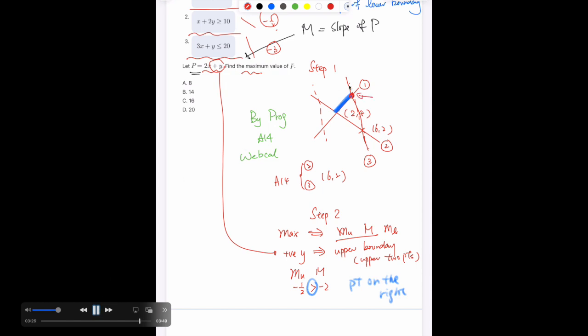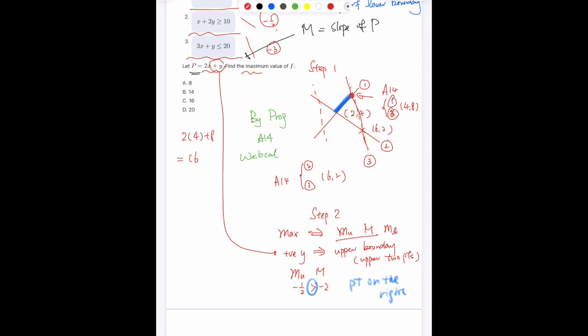So the point here, how do we find that? Again, using A14 on equation 1 and equation 3. And you will know that the point of intersection is (4, 8). Okay, and then just simply substitute this point into P, and you will obtain 16, which will be the answer we want. Okay, for finding the minimum value, there's another story I will introduce in another video. Thank you.